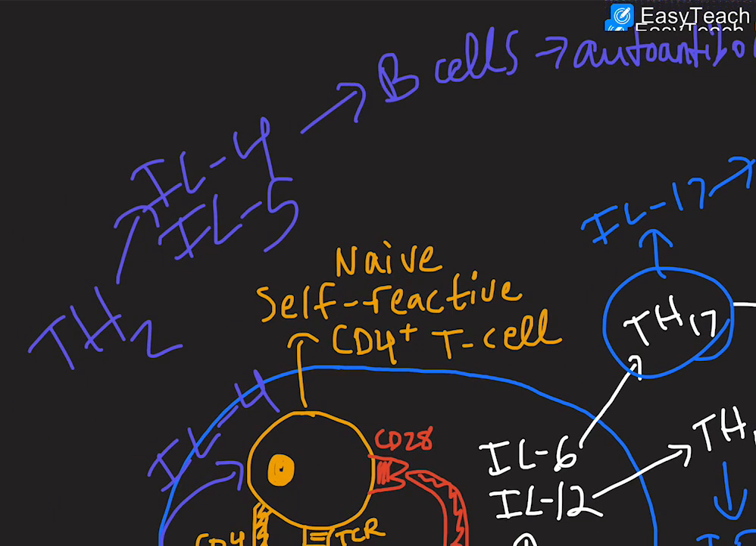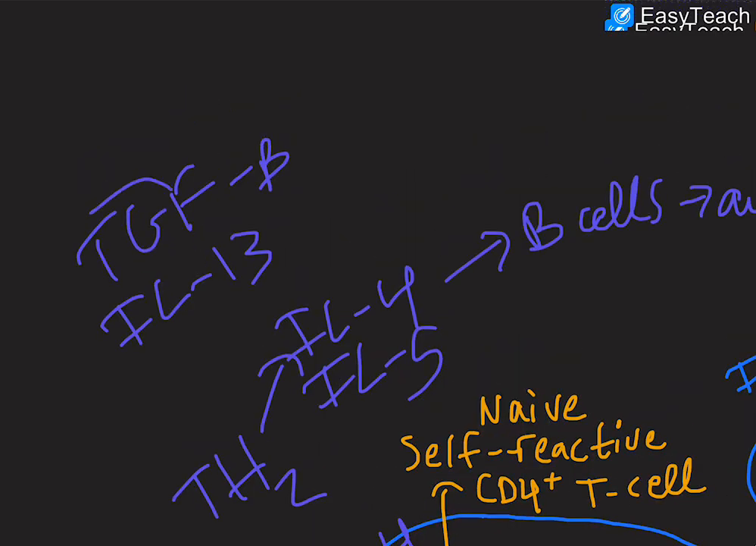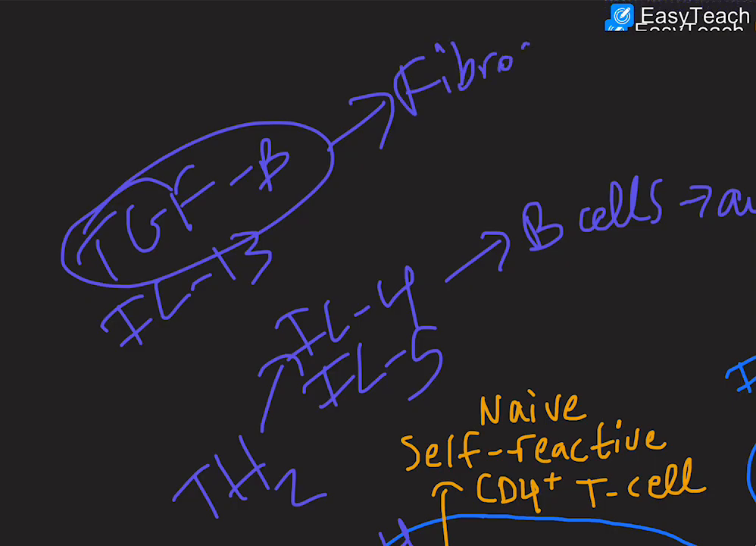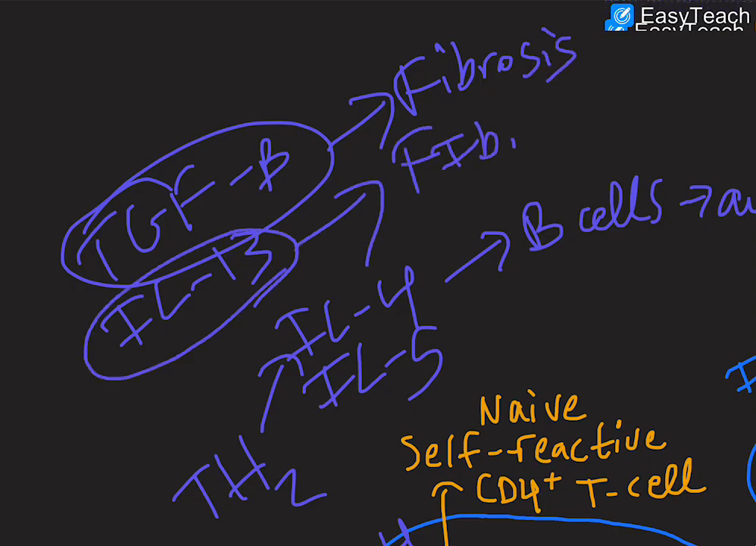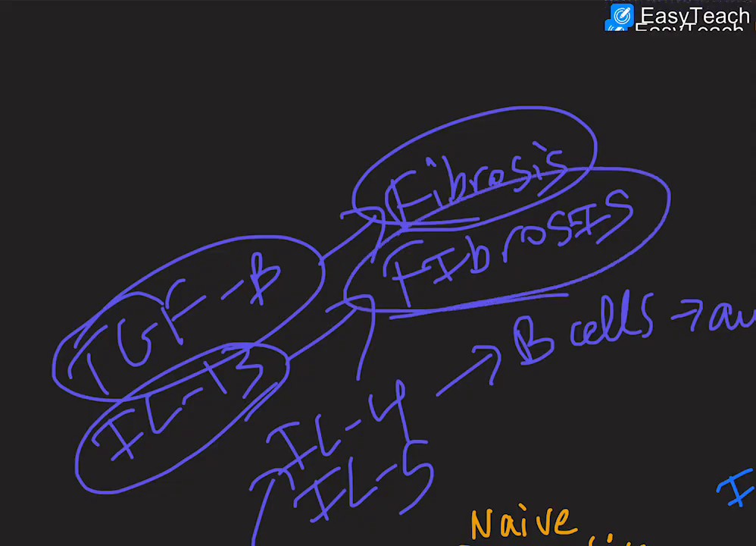But your T cells in general can also secrete things like transforming growth factor beta and interleukin 13, which are important to talk about because the whole problem with scleroderma is fibrosis. And transforming growth factor beta, guess what it does? Stimulates your fibroblasts, which leads to what? Fibrosis. And interleukin 13 stimulates your fibroblasts, leads to fibrosis. So we're seeing a pattern here. All this inflammation leads to fibrosis. The cytokines released lead to fibrosis.